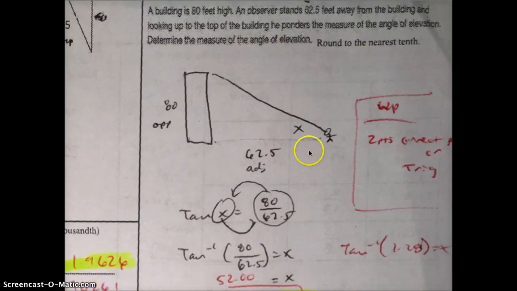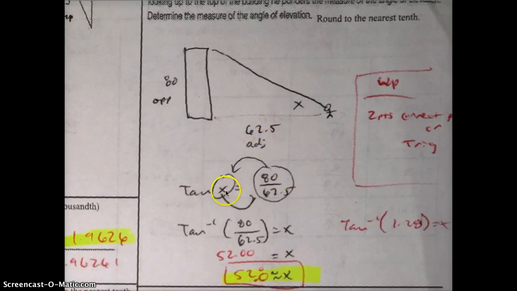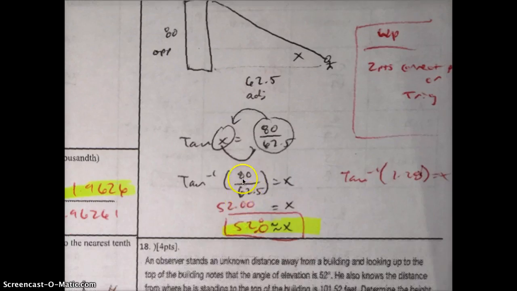So if you just drew the correct picture, I gave you 2 points. If you understood the correct trig problem, I also gave you a minimum of 2 points. So here, you should recognize from the angle here, you have the opposite and you have the adjacent. That would be tangent. So tangent of this angle equals 80 over 62.5. Here you're doing the inverse because you're solving for an angle. Type in 80 divided by 62.5, get 1.28, and then press the inverse of tangent, not just the tangent button, and you'll get approximately 52 degrees.